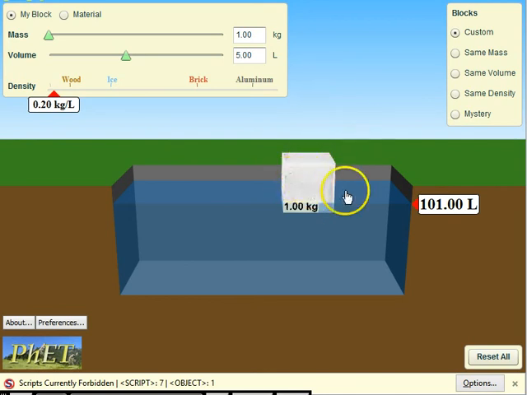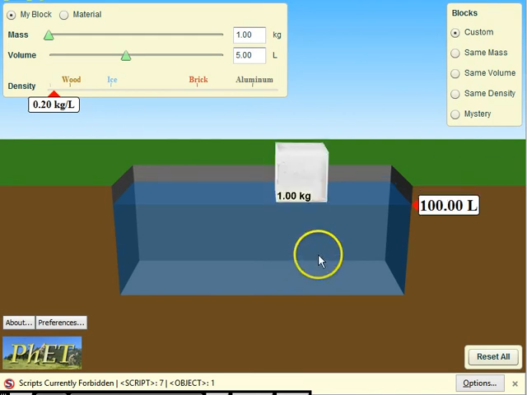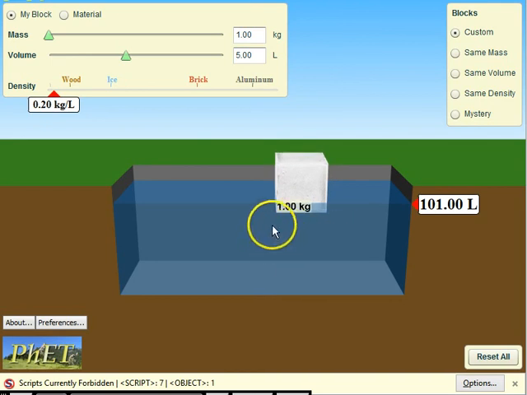Yes? Agreed? Now if I take this block and drag it all the way down, the volume has increased to 105 liters. That makes sense because the volume has increased by 5 liters. The volume of the box is 5 liters. Okay? Now, the weight of the block happens to be only 10 newtons. That's the weight of the block that's actually submerged.